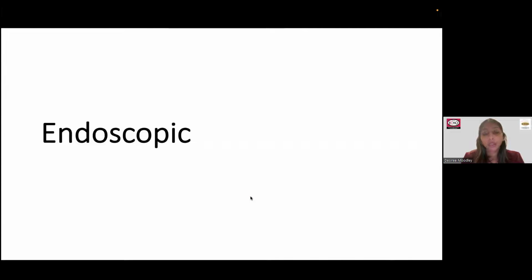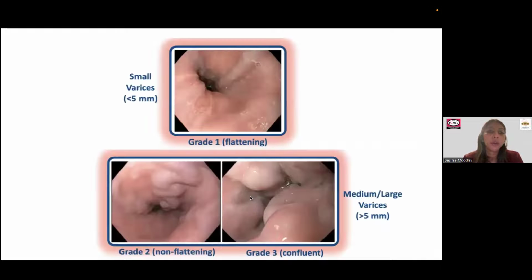So once you've got the patient stabilized, you're going to scope them. What are you looking for? So this is the classification of varices. Small size being less than 5, but using the modified Paquet classification, you can actually go grade 1, grade 2, and grade 3. So grade 1 basically almost completely flattens with insufflation. Grade 2, less than a third of the lumen is occupied, and grade 3, more than 50%.